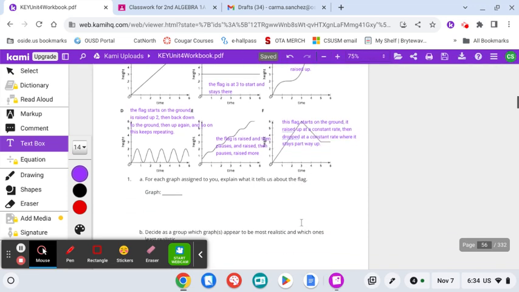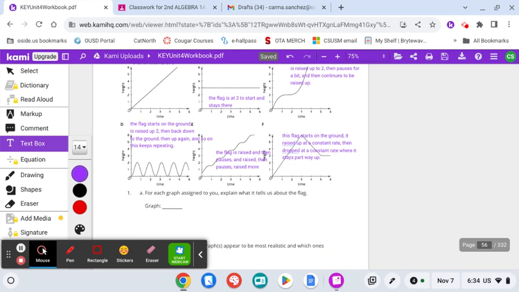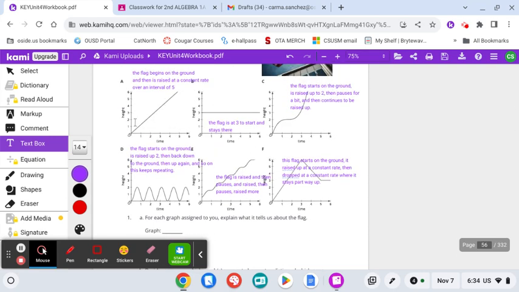So whatever your own words to explain each of those is, something along these lines, you're then going to say which of these appear to be more realistic or least realistic. So just starting on the ground and raising it up, I think that kind of makes sense. Having it at 3 and keeping it at 3, well, what if it was at half mast for some sort of a tragedy, and they're honoring that tragedy, so I guess it could stay at 3.